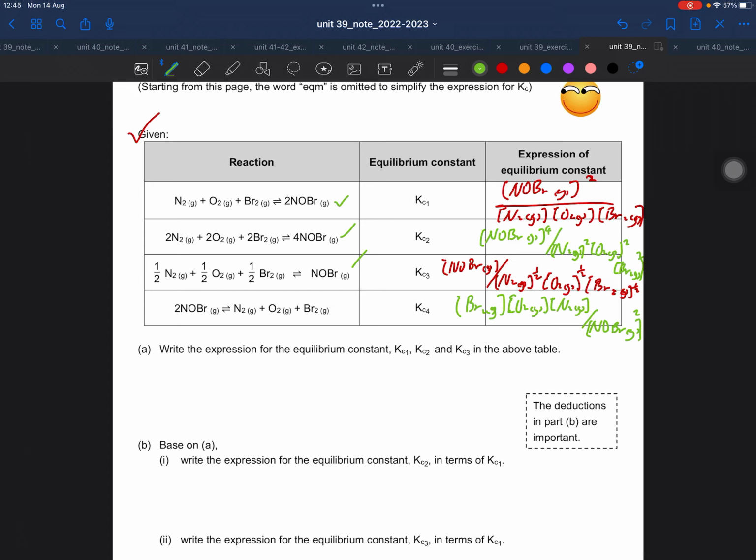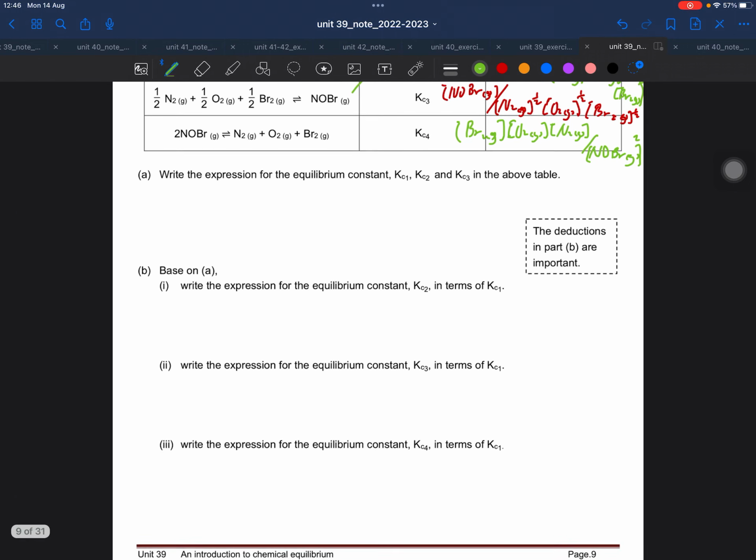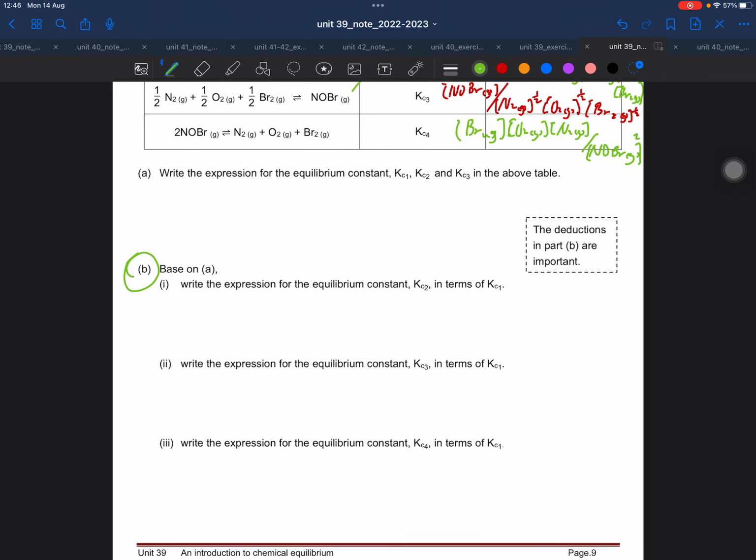Actually, Kc1 to Kc3 are representing the same chemical equation. No matter the reactant, product or the coefficients, they are the same. But with different ratios in coefficients, they get different equilibrium constant values and units. So can you find out the relationship between them? Yes, so here is the point for part B. So let us finish now.